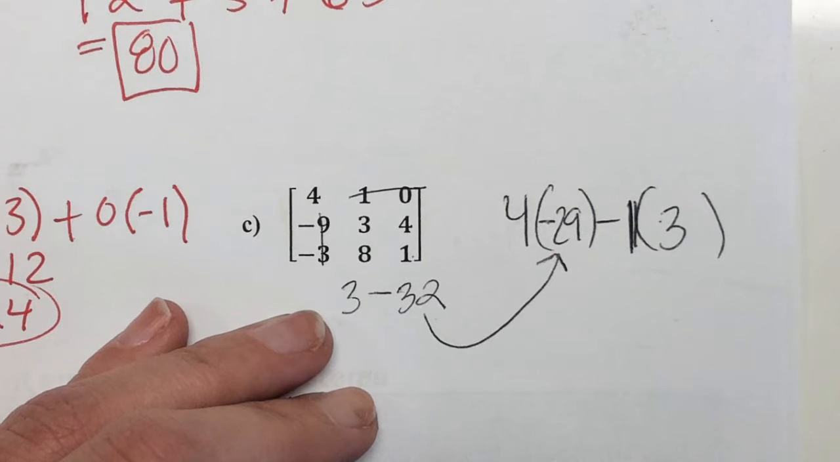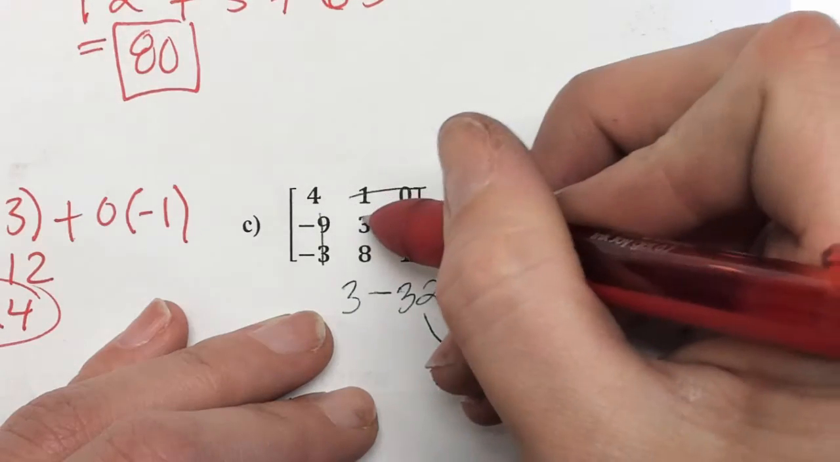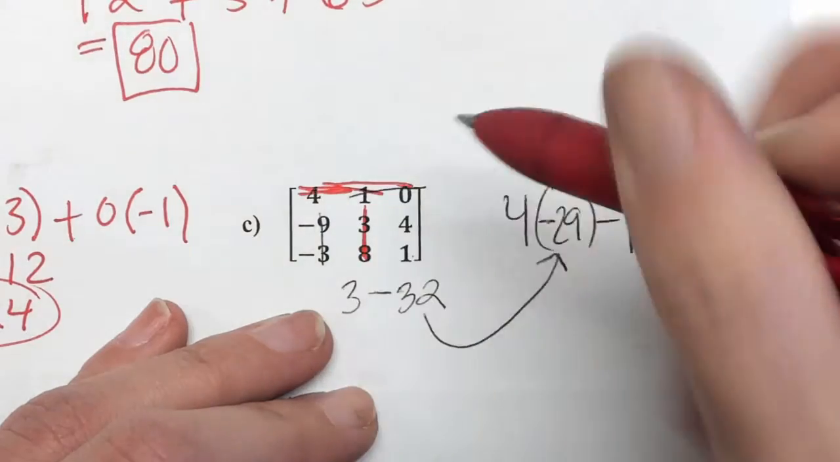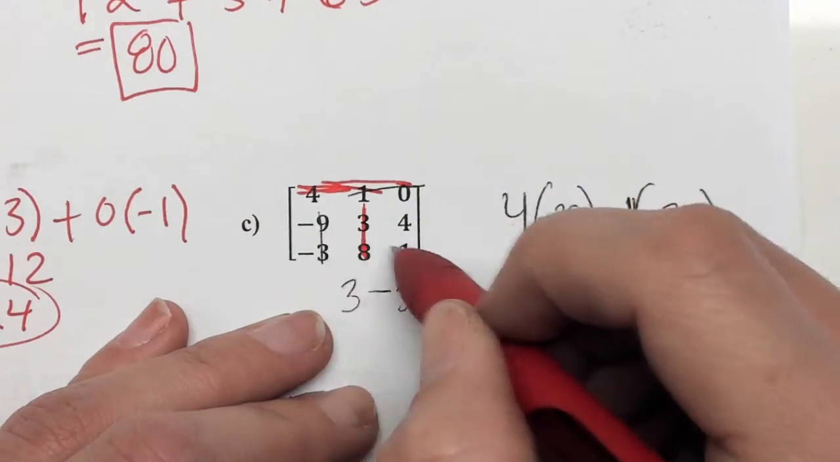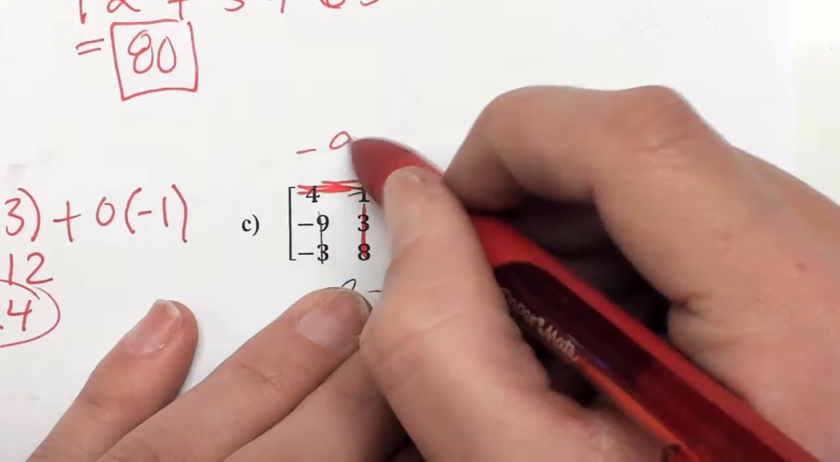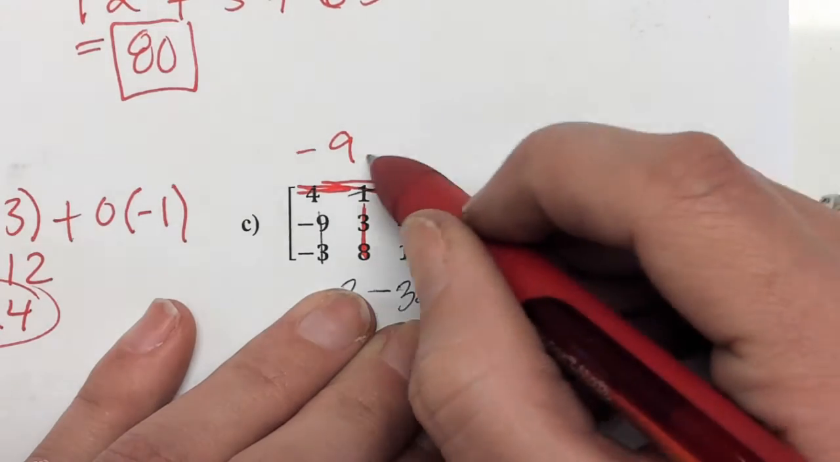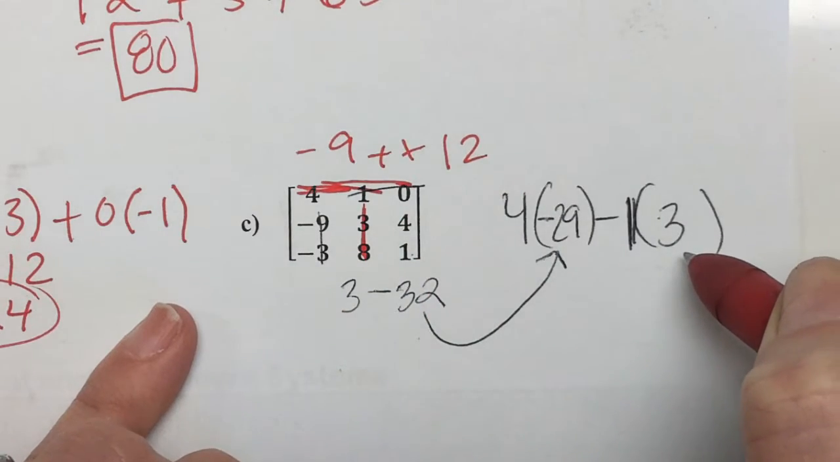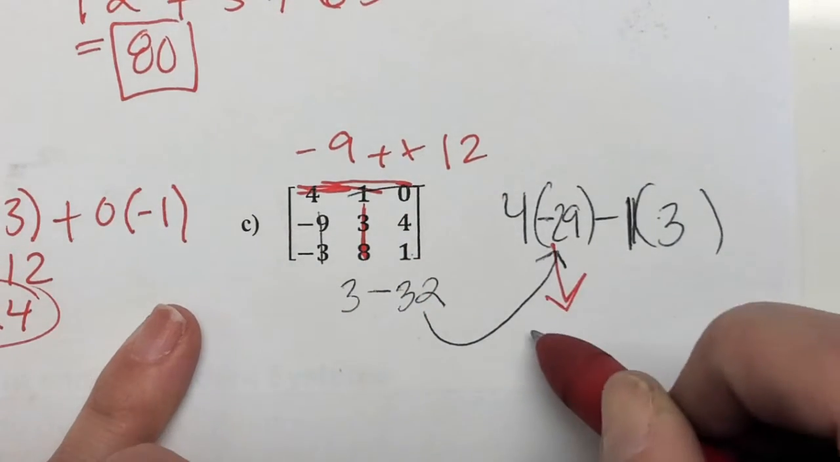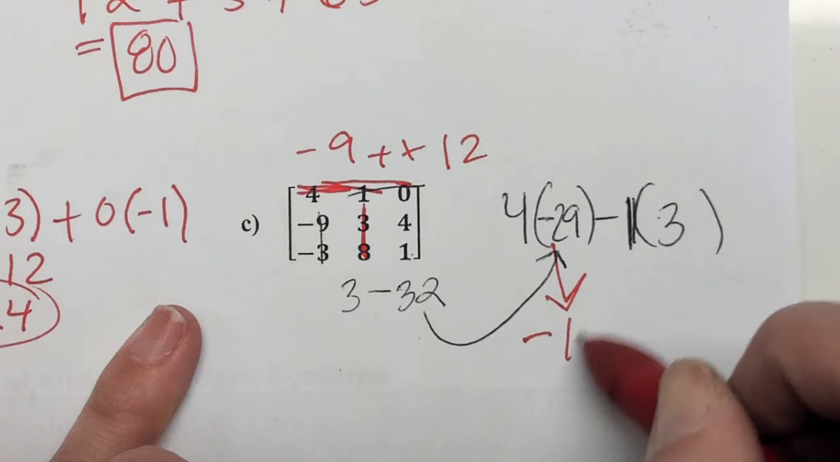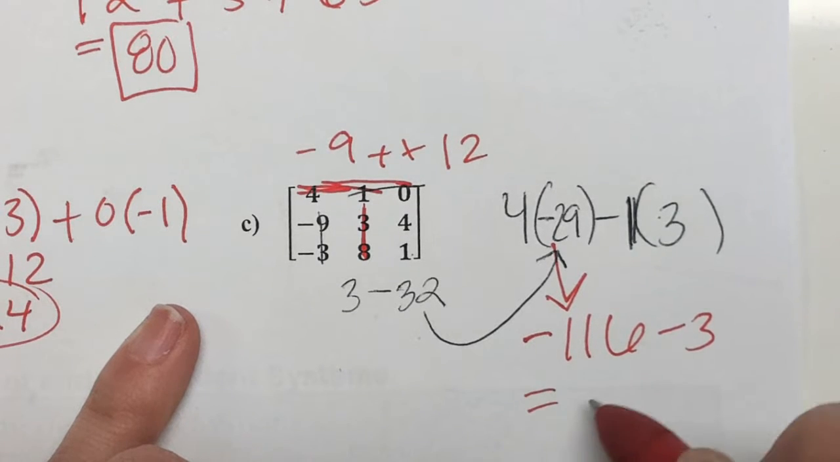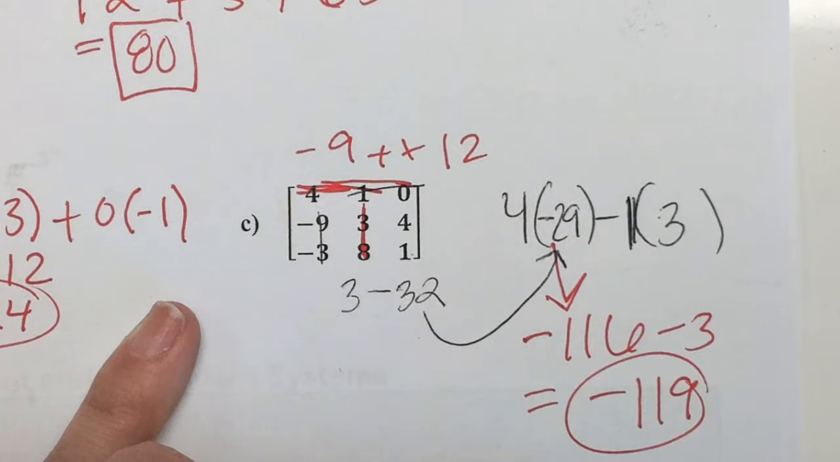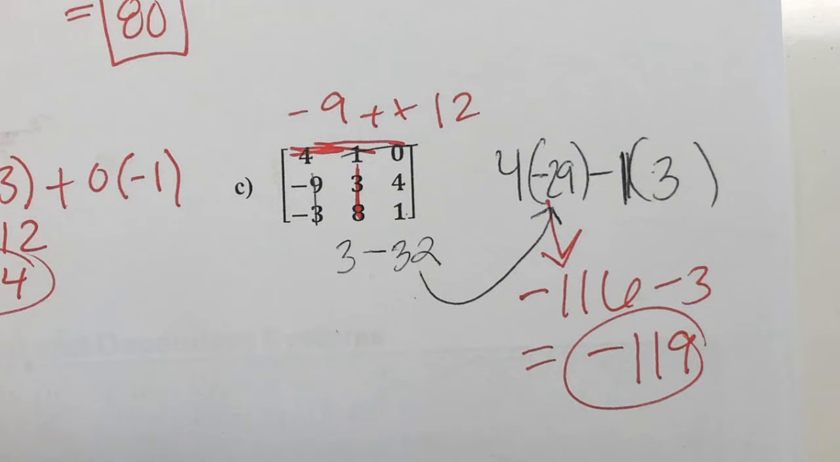Then if I cover up, I'll use a different color, the column and row that 1 is in, I'll have 9 times 1, which is 9, minus negative 12. So I have to keep change. That's how I get a 3. What did I get for 4 times negative 29, minus 3? That would give us, very good. Questions?